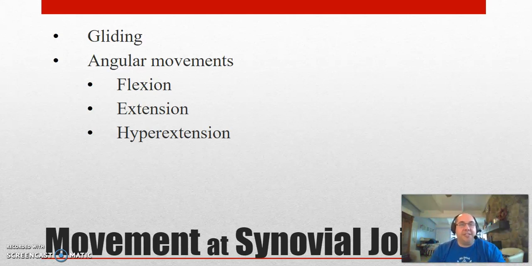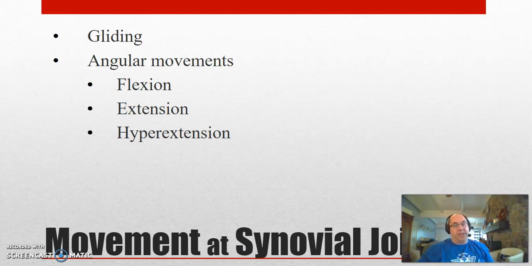Some joints can do this, some joints can't, but any joint that can move back past the anatomical position is hyperextension. So to use my elbows as an example, I can flex my elbow, I can extend my elbow. I really can't hyperextend it. I can't really get past the anatomical position. But with my shoulder, right now my shoulder's flexed, and then I can extend it back to the anatomical position. And if I hyperextend it, it's like I'm reaching backwards.